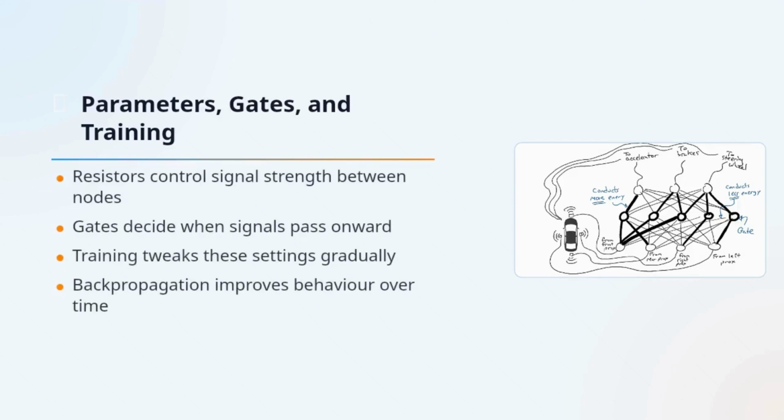In the metaphor, resistors control how easily energy flows, and gates decide when enough signal has arrived to pass something forward. In real neural networks, these adjustable settings are called parameters. Training means changing those parameters bit by bit so the network behaves more like the data suggests. Backpropagation is the algorithm that helps make those tiny improvements over many repeated adjustments.